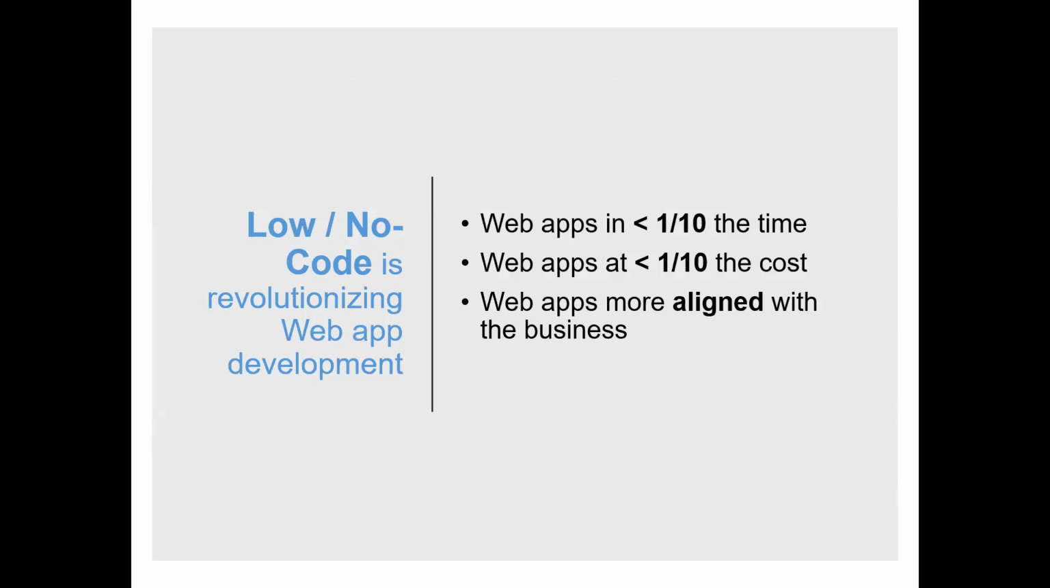What does that mean, aligned with the business? Typically, low-code, no-code applications are built by people, or with the assistance of people, who are very, very close to the business process. So we end up with applications that more accurately reflect the business process. And I'll show you why that is in just a minute. But right now, that's our thesis: 1/10 the time, 1/10 the cost, and more aligned.